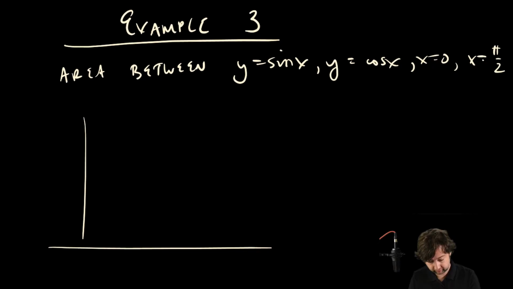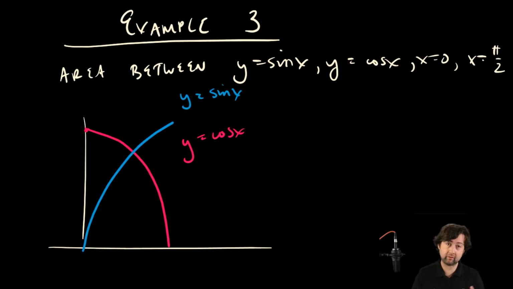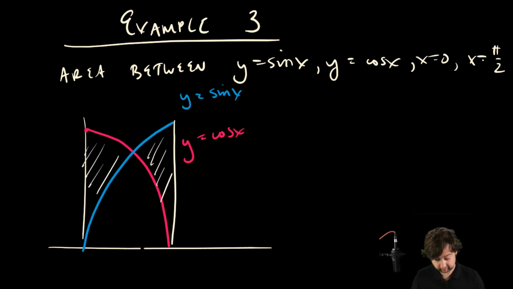So the cosine function starts at 0, 1, and at pi over 2 it's equal to 0. So here's cosine, this is y equals cosine of x. The sine function starts at 0, and at pi over 2 it's equal to 1. So it looks like this. Now I can already tell I'm going to have two integrals here because the first part of the region has the cosine on top and the second part has the sine on top. So this is the region that we're interested in finding the area of.